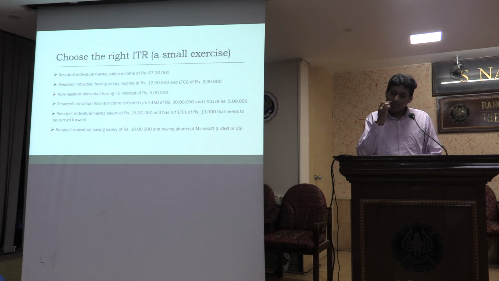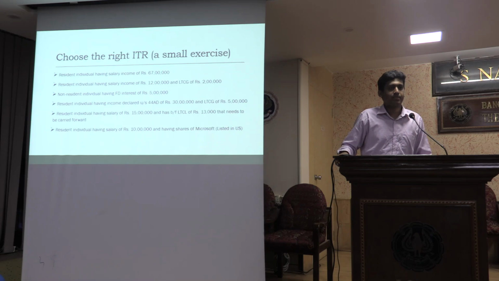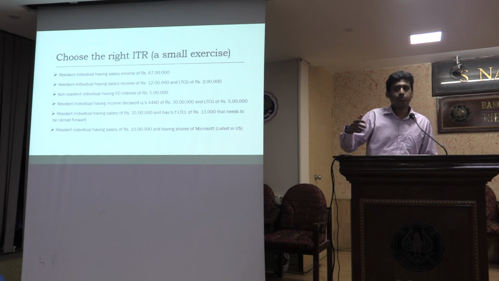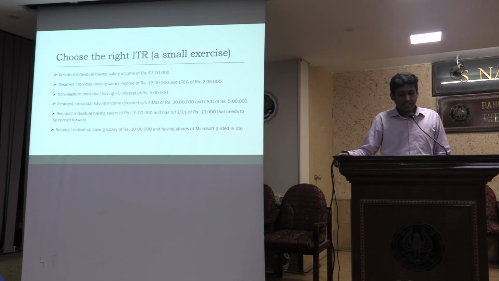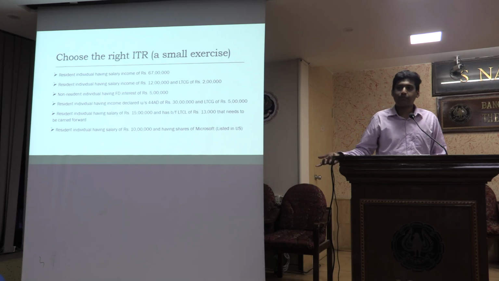Choose the right ITR, a small exercise, because choosing the right ITR is very important. I just thought whether at the end of the session we can have a small exercise to see which ITR will have to be filled in these particular cases. So a resident individual having salary income of 67 lakhs: ITR 2, why? Because ITR 1 will not allow us to file return when the total income is more than 50 lakhs. Resident individual having salary income of 12 lakhs, LTCG of 2 lakhs: ITR 2. Again ITR 2 because ITR 1 definitely doesn't have capital gain schedule.